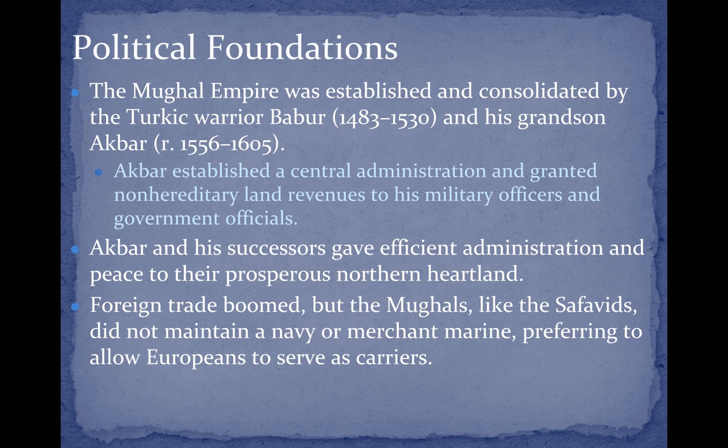Akbar established a central administration and granted non-hereditary land revenues to his military officers and government officials. Akbar and his successors gave efficient administration and peace to the prosperous northern heartland. Foreign trade boomed, but the Mughals, like the Safavids, did not maintain a navy or merchant marine. They preferred to allow Europeans to serve as carriers. Emperor Akbar is considered the greatest leader of the Mughal dynasty.